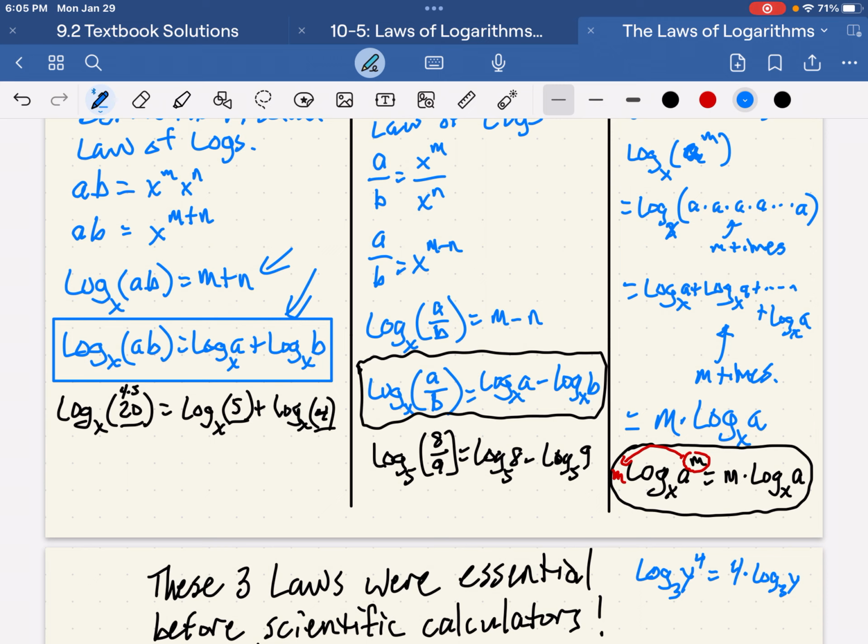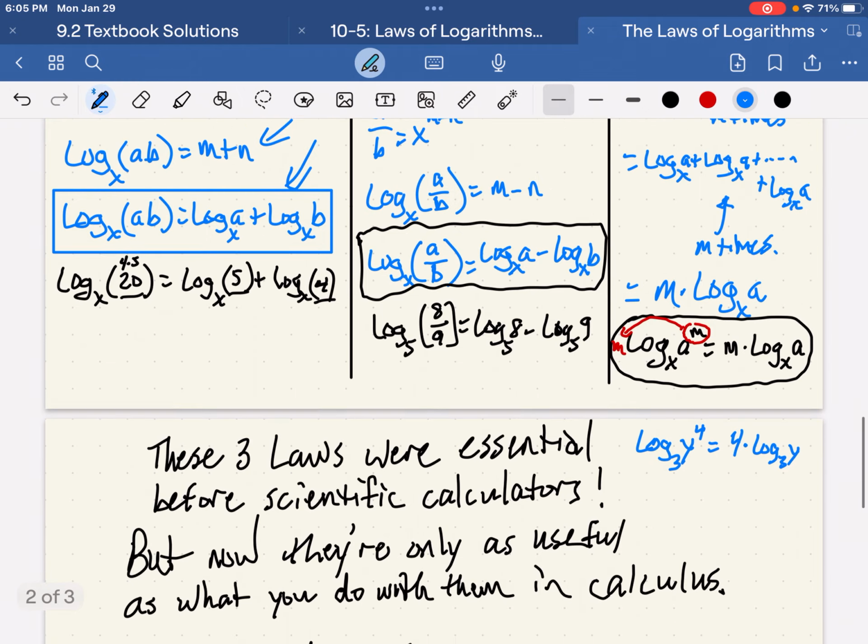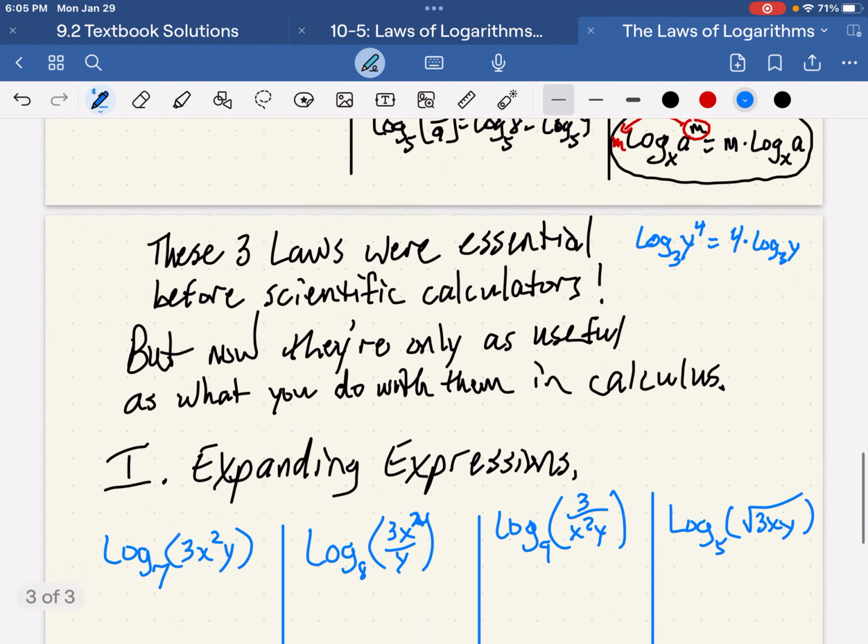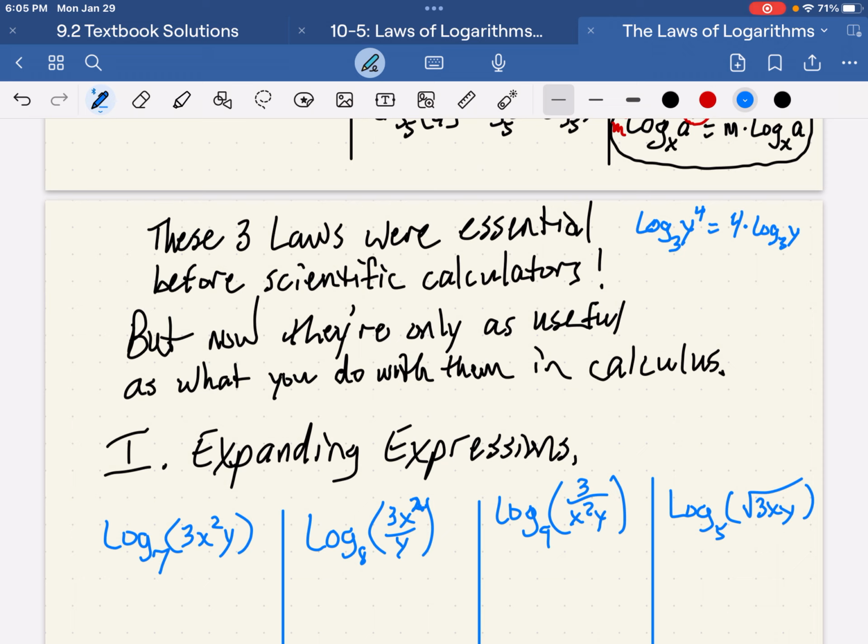Now, back when I was in high school, no snide remarks necessary, these three laws of logarithms were essential because we didn't even have scientific calculators that could handle logarithms. We had scientific calculators, but they couldn't handle logarithms. So, with the invention of scientific and graphing calculators, these three laws of logarithms have become a little bit less useful. But for those of you who in the near future, a couple of years from now, will be calculus students, these three laws of logarithms will still be quite essential to you in a couple of chapters.